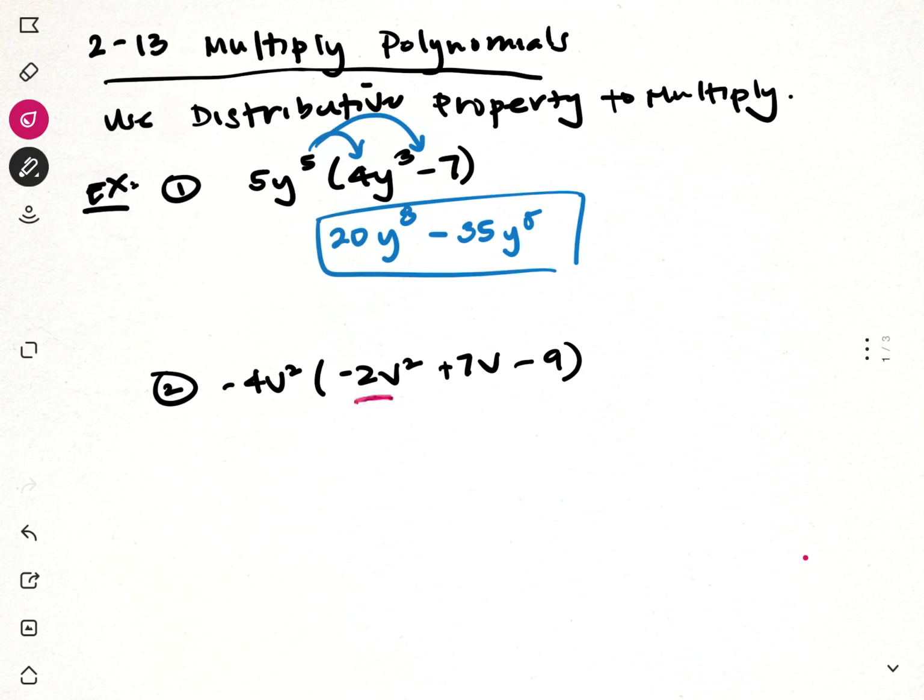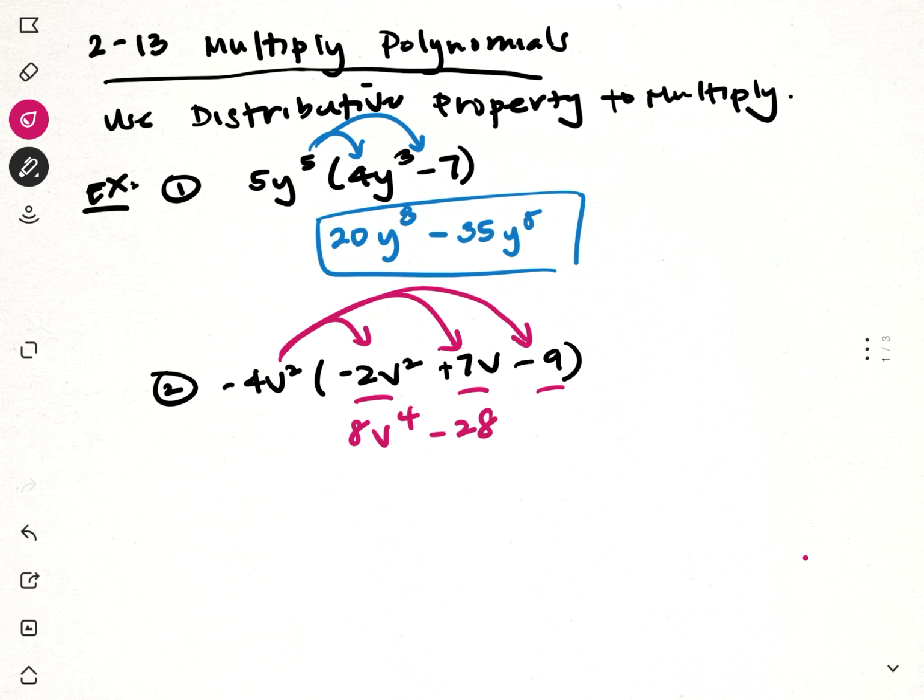Second one, same thing. This time we have three terms, right? We have negative 2v squared, 7v, and 9. We're multiplying our negative 4v squared into our parentheses. Negative 4v times negative 2 is positive 8. And then we have v squared, so 2 plus 2 is 4. Then we have negative 4 times 7 is negative 28.